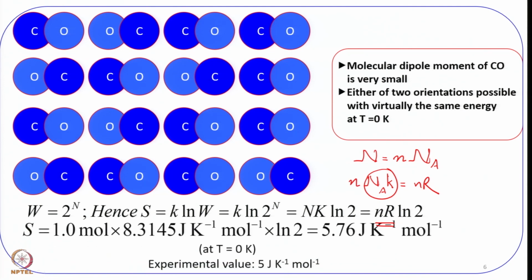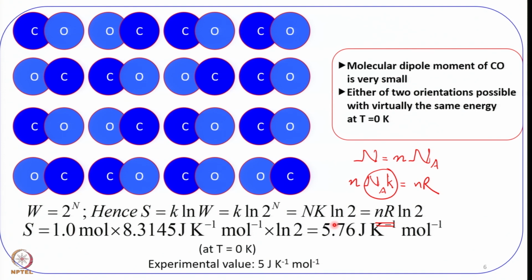Now you substitute the numbers. N is equal to 1, R is equal to 8.3145 joules per Kelvin per mole, and log 2, whatever the value is. When you solve, it comes out to 5.76 joules per Kelvin per mole, that is even when the temperature is absolute zero. This is the residual entropy. This is an example of residual entropy where even at absolute zero there is still some disorder.